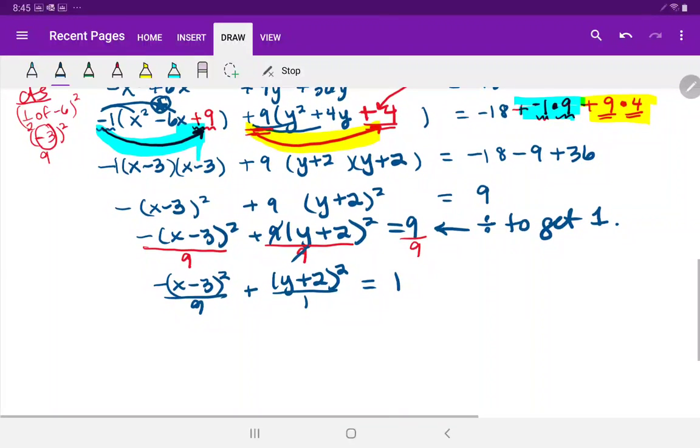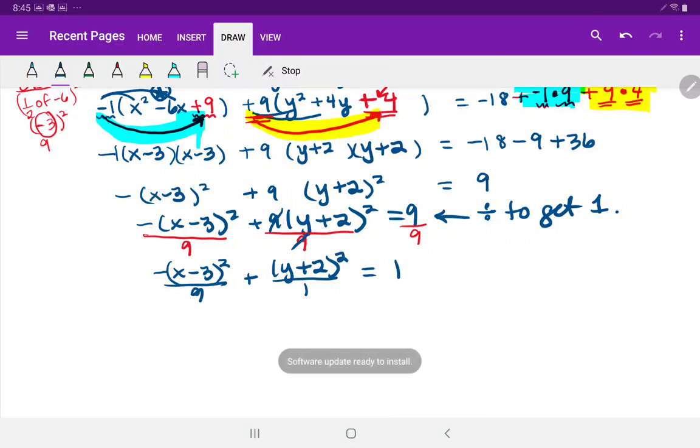Now this one's interesting because we didn't label what it was at the beginning. I told you it was a hyperbola, but we didn't discuss why. To me, this kind of looks like an ellipse. But then there's this minus in the front. So that minus doesn't look normal.